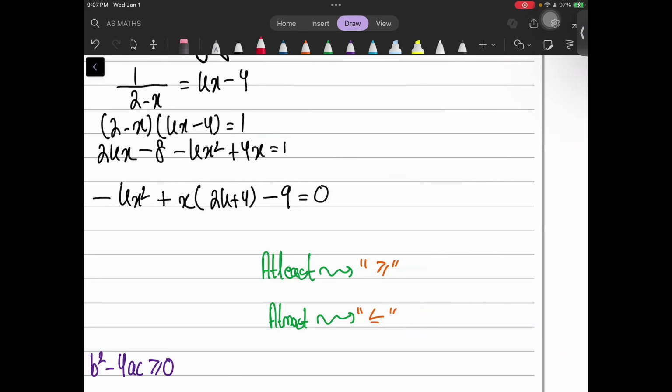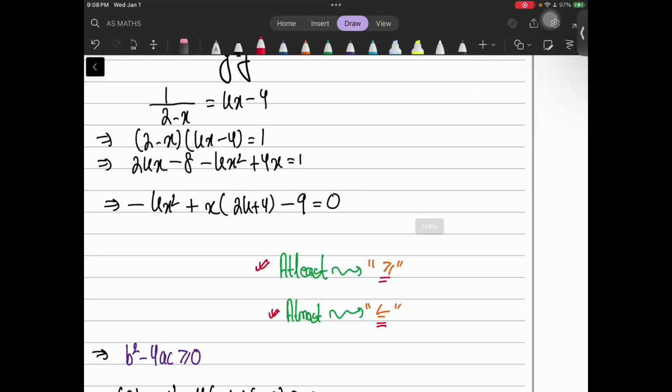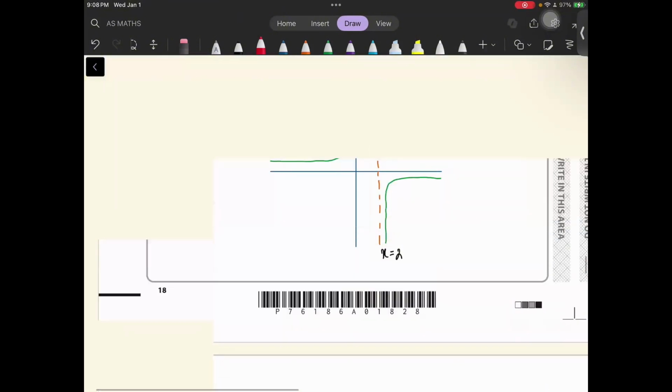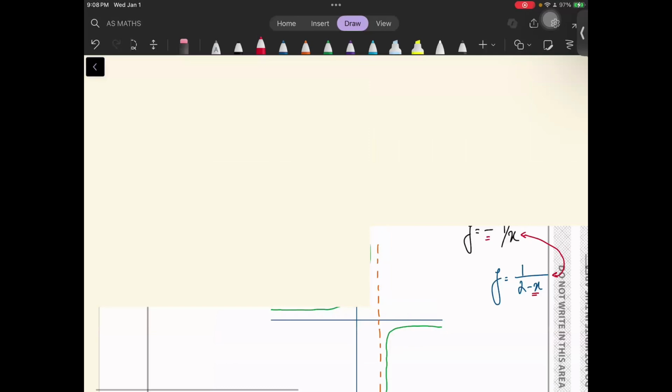So whenever you hear the word at least, you have to use an inequality sign that should be greater than or equal to, and when you hear at most, you have to use an inequality sign that should be less than or equal to. This is handy, just remember that. So in the question it said at least once, so I used greater than or equal to 0.